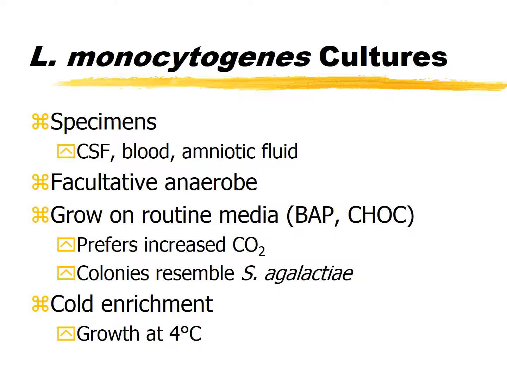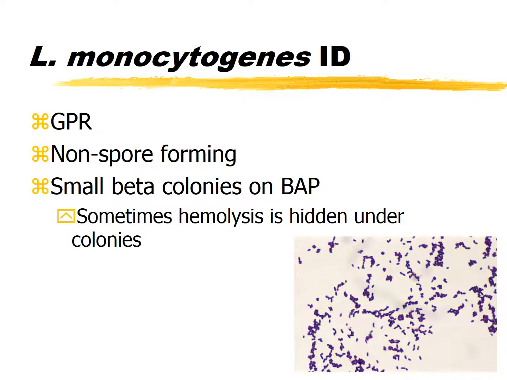Okay, so for Listeria monocytogenes cultures, we usually use spinal fluid, blood, or amniotic fluid. They're facultative anaerobes. They grow on routine media such as blood and chocolate. They prefer increased CO2, so therefore they're capnophilic. The colonies resemble Streptococcus agalactiae. You can also enrich growth at 4 degrees C, and that's called cold enrichment. Okay, so they're gram-positive rods. They're non-spore forming. They form small beta colonies on blood agar. Sometimes the hemolysis is hidden under the colony, so you'll have to move it aside to see it.